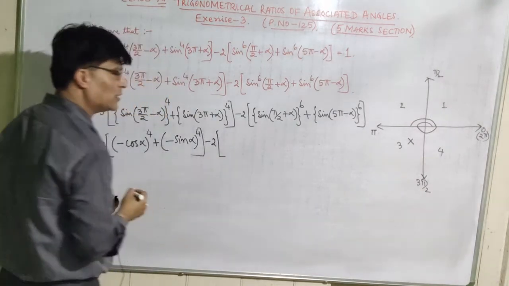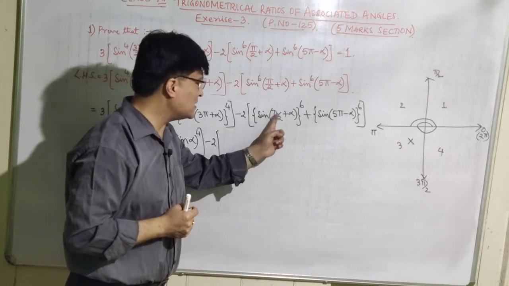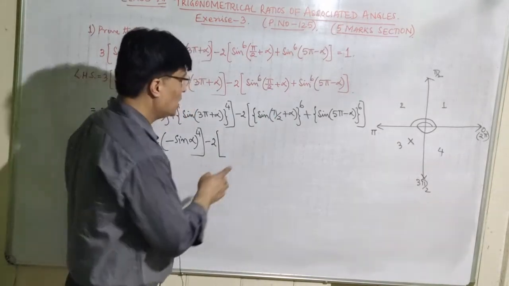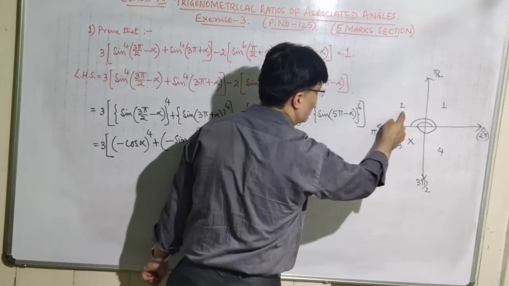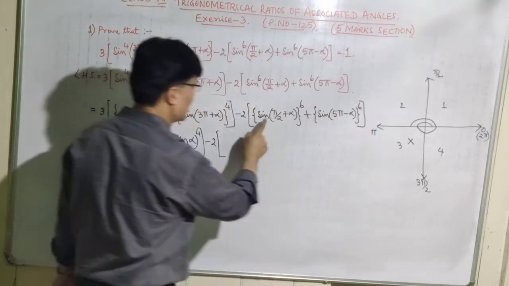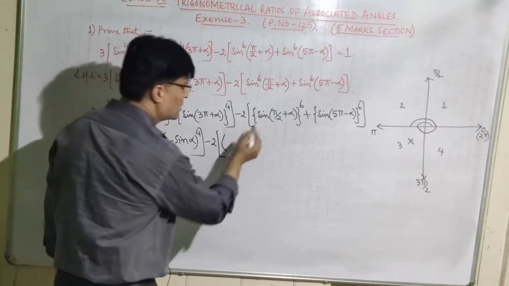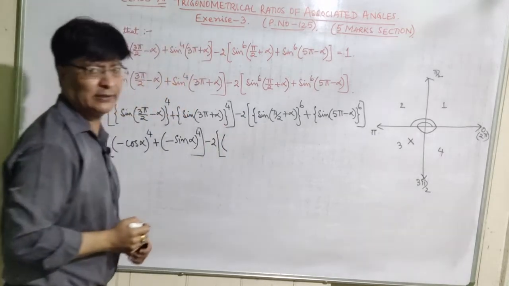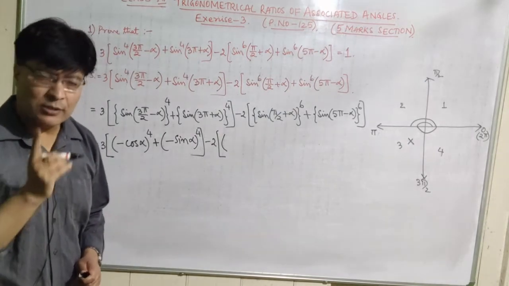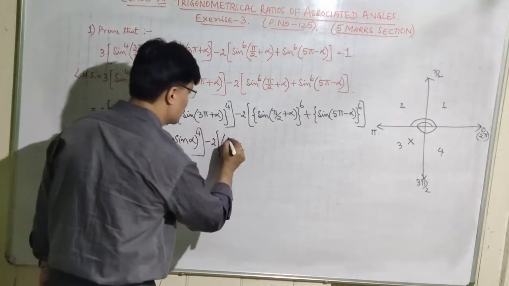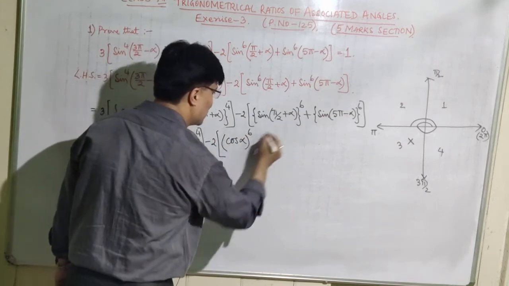Minus 2 within third bracket. Now what about this sine (90 plus alpha)? In which quadrant does this lie? Pi by 2 plus alpha lies in the second quadrant. In the second quadrant, sine is always positive. So it is positive. But since this is 90 degree, 90 into 1, an odd multiple, sine changes to cos. So it is cos alpha whole to the power 6.